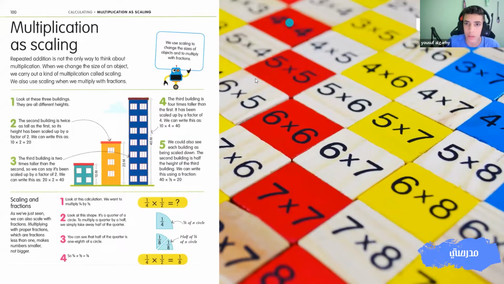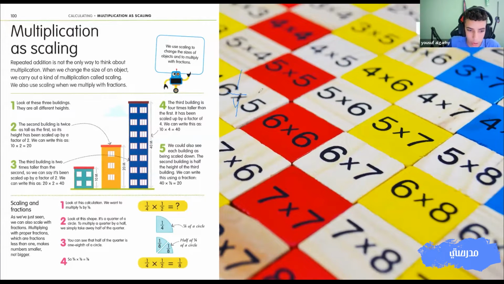Let me write it somewhere. Hold on. We have 1/4 times 1/2. Here, actually, I'll write it in a better spot. 1/4 times 1/2. So all we have to do is multiply these two numbers together. So 1 times 1 equals 1. And then we multiply these two numbers together. So 4 times 2 equals 8. And then we get our answer, 1/8.